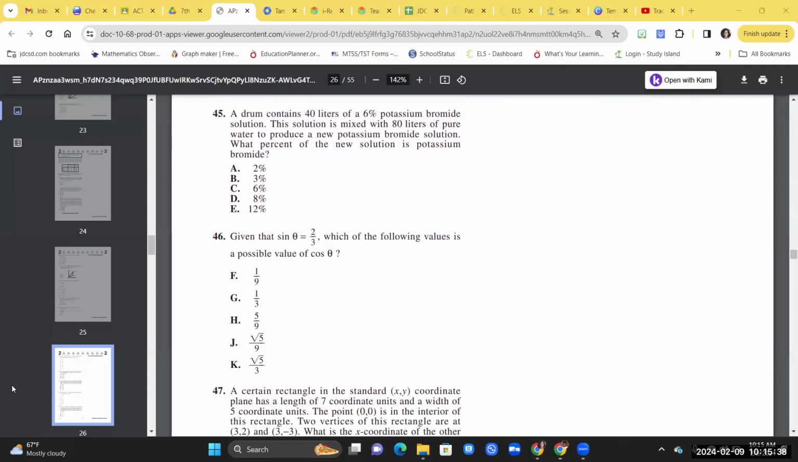All right, 45. A drum contains 40 liters of a 6% sodium potassium bromide solution. This solution is mixed with 80 liters of pure water to produce a new solution of potassium bromide. All right. So 40 liters of a 6% solution. I will first find 6% of 40. 0.06 times 40 will give us 2.4.